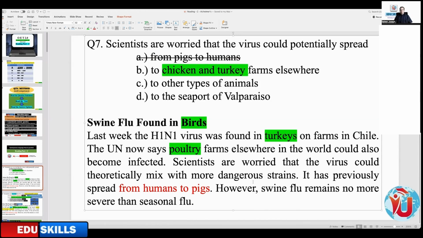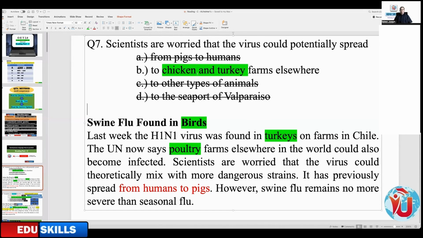Two other types of animals. Does the paragraph speak anything about animals? No. It should not speak, because the heading is about birds, right? So it is not given. Does it speak anything about a place, Valparaiso? No place is mentioned here. That's also not given. So what should be the answer?